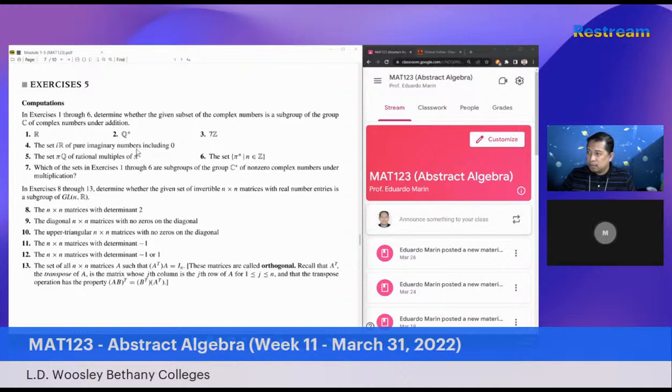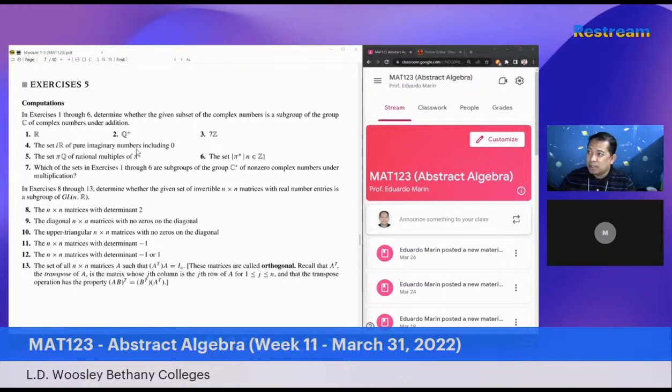6 po. Okay, number 6. Now, you will see number 6. At n is equal to 0, so that's pi raised to 0. Yun, ang 1. Nandun ang 1. That's a multiplicative identity. Alright? So, those are the answers.